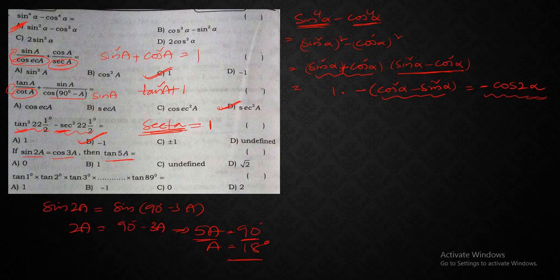So tan 5a is asked, that means tan 90 degrees. So tan 90 degrees is not defined.